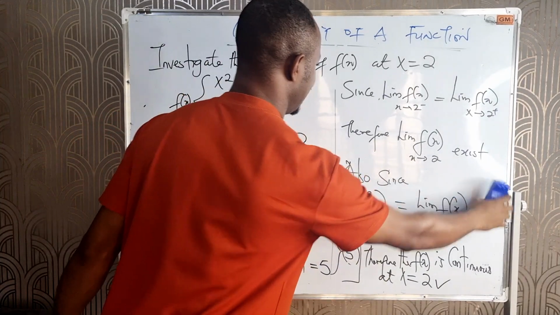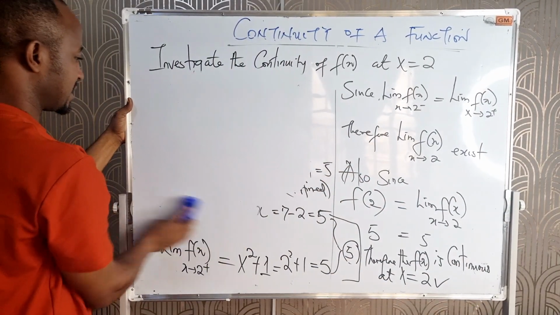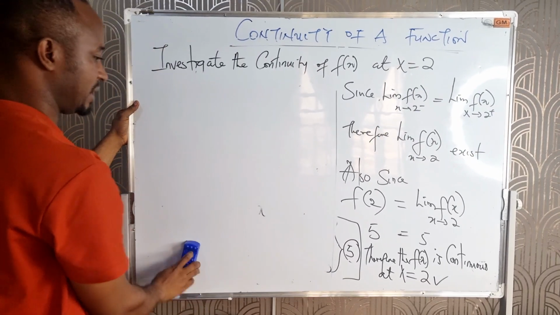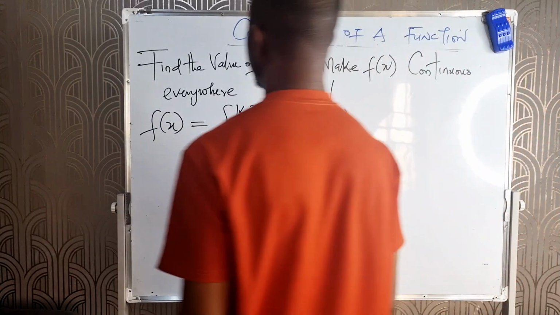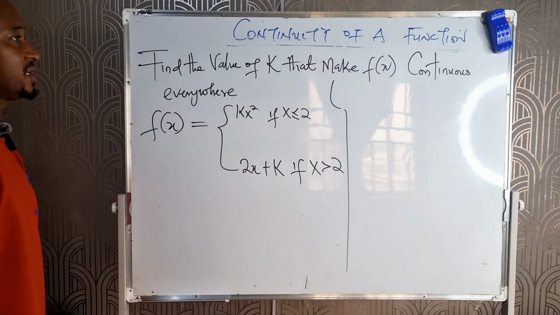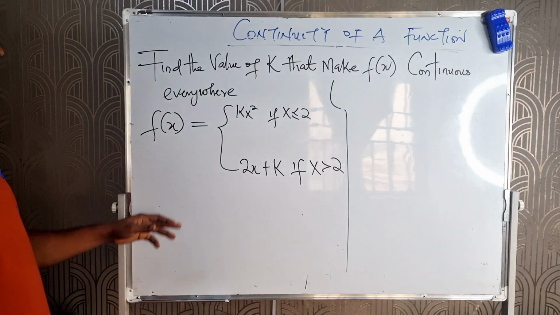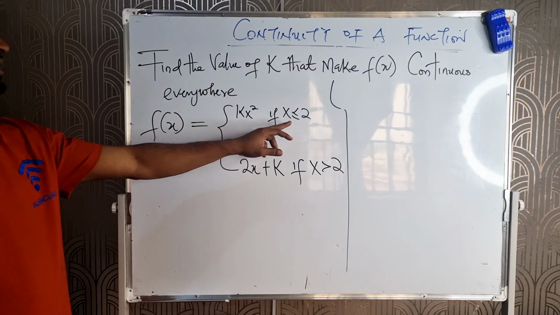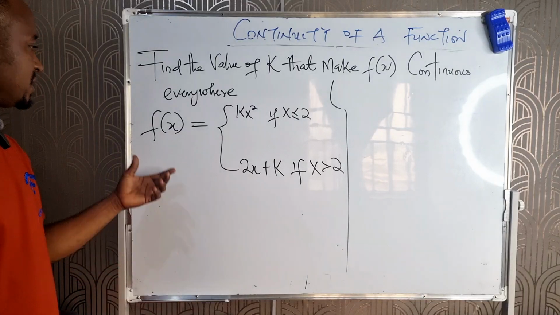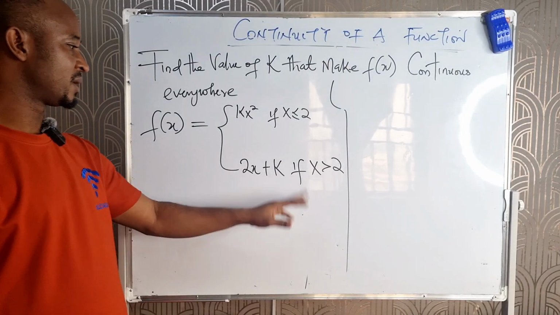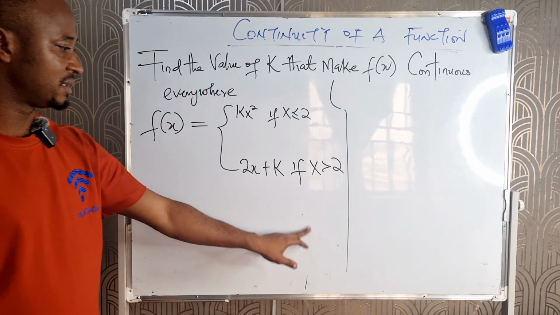Now, last example, then we end this class. Alright guys, this question says find the value of k that makes f of x continuous everywhere. Now we are given the first function as k x squared if x is less than or equal to 2. The second function is given as 2x plus k if x is greater than 2.